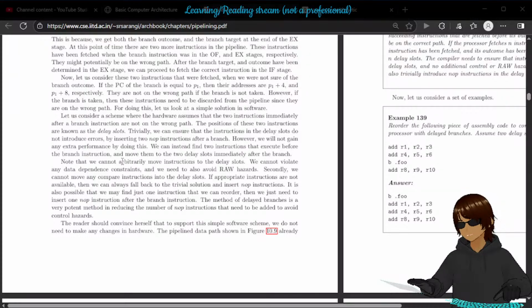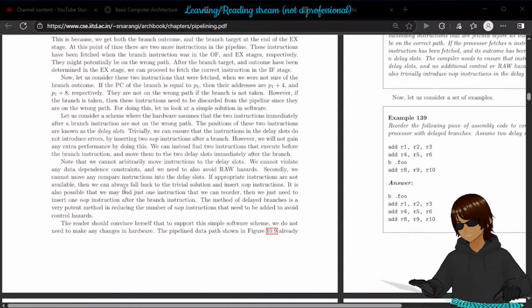Note that we cannot arbitrarily move instructions to the delay slots. We cannot violate any data dependence constraints, and we need to avoid read after write hazards. Secondly, we cannot move any compare instructions into the delay slots. If appropriate instructions are not available, then we can always fall back to the trivial solution and insert NOP instructions.